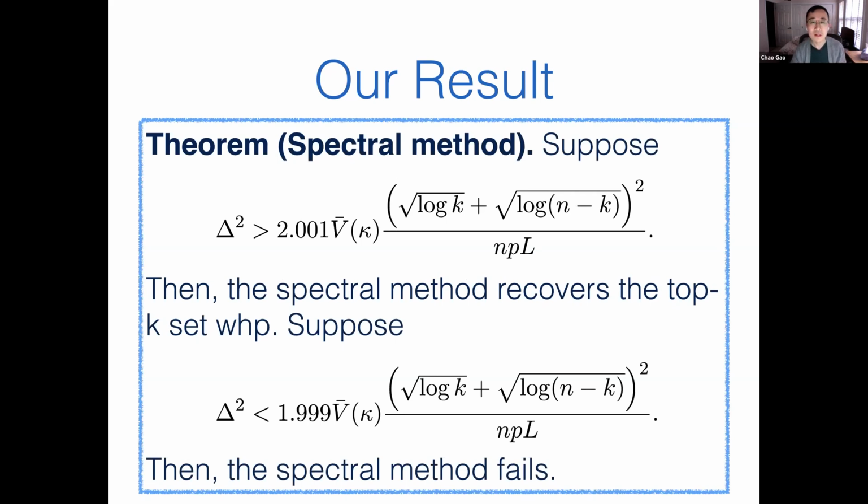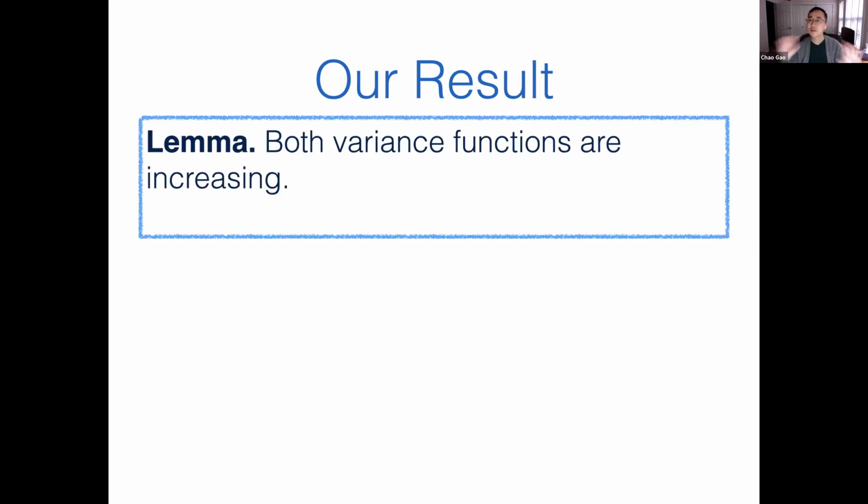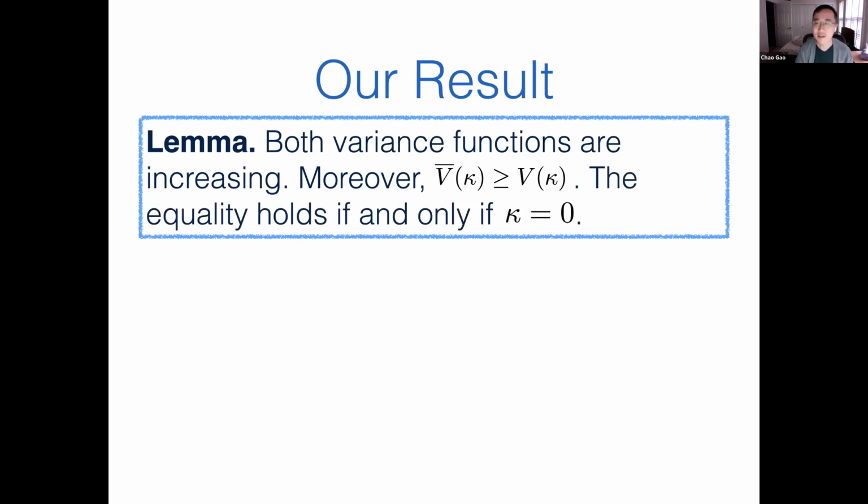Okay. So now let's try to compare the two different variance functions. First of all, the two functions are increasing in terms of kappa. And moreover, the variance function of the spectral method is always greater than or equal to V of kappa, which is the variance function of MLE, meaning that the spectral method is always going to be more noisy, right? The only case that they are the same is when kappa is 0.